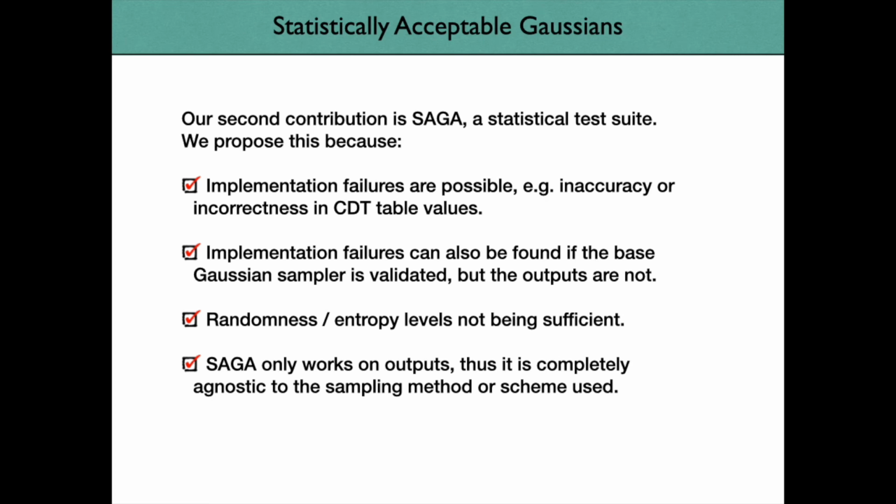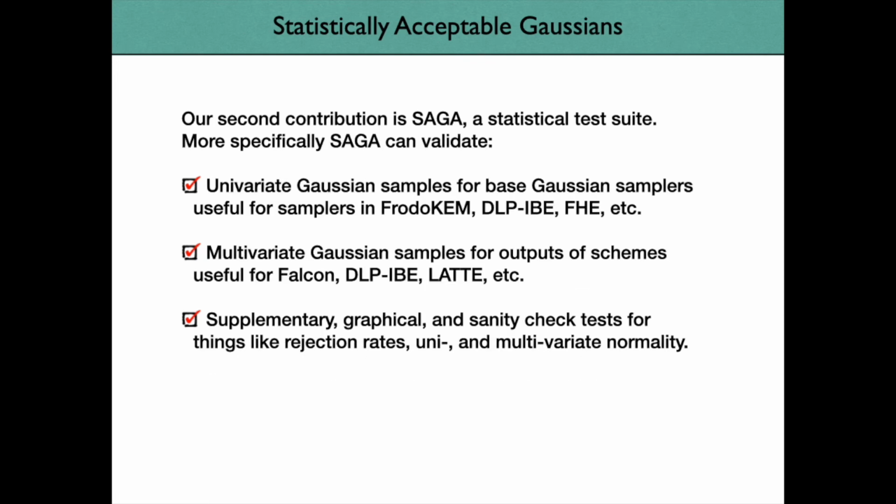And the good thing about SAGA is it just works on the data that's output from the sampler or the scheme, and it's thus agnostic to whatever method you use to derive this data. SAGA can therefore validate univariate Gaussian samplers, such as those seen in Bliss and Frodo, and multivariate Gaussian distributions, which you will see in outputs of Falcon or anything Falcon-like, such as IBE schemes or GPV-based signatures. And as much as possible, we also try to back up the statistical tests with visuals for further sanity checking, where we can check for things like rejection rates as well, for example.